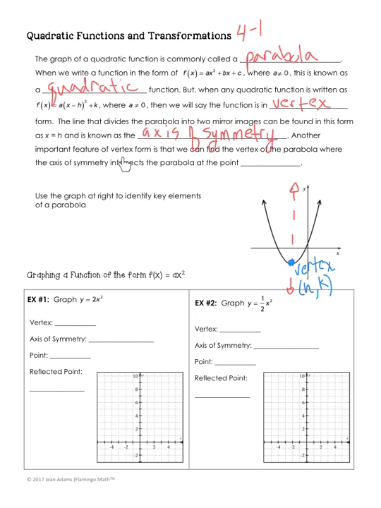Another important feature of vertex form is that we can find the vertex of the parabola, where the axis of symmetry intersects the parabola at the point. And they're talking about this point right here.